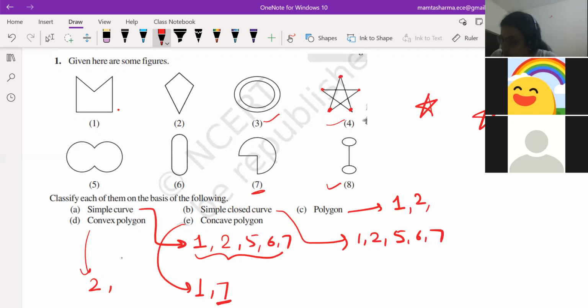No, this is not a convex or concave polygon because here a curved surface is included. And the 8th one is also not convex or concave because circles are included. Yes, these three are not convex or concave. This is also not convex or concave. This is also not. Only the first one is concave and the second one is convex.